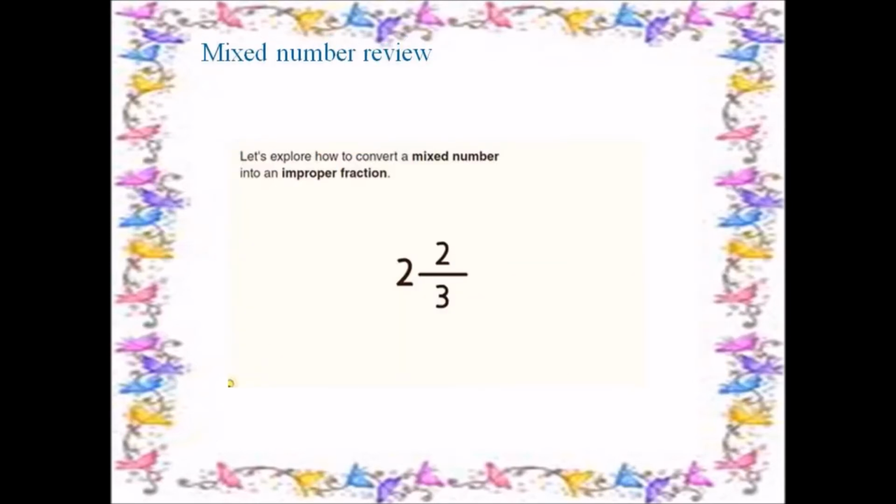Mixed numbers review. Let's explore how to convert a mixed number into an improper fraction. Now we have 2 2 by 3. So 2 whole. So 3 is the denominator. So 2 into 3 is 6. So 6 plus 2 is 8. So 8 by 3 is the improper fraction, and the mixed number 2 2 by 3 will be 8 by 3.